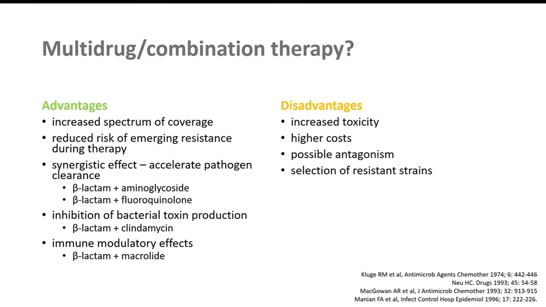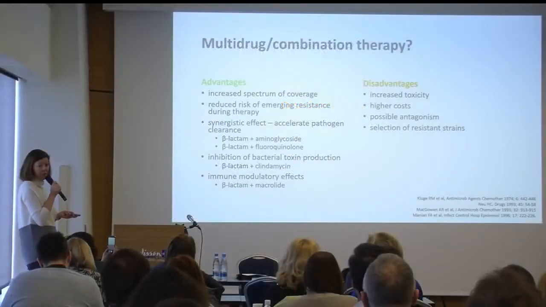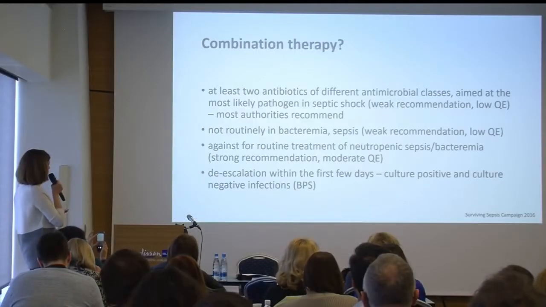So there are advantages of these therapies like increased spectrum of coverage, reduced risk of emergent resistance during therapy, synergistic effects, which has been historically described for the combination of beta-lactam and aminoglycoside and beta-lactam and fluoroquinolone, inhibition of bacterial toxin production like beta-lactam and clindamycin, and of course immune modulatory effects described in combination of beta-lactam and macrolide. But on the other hand, there are disadvantages like increased toxicity, higher cost, possible antagonism of this therapy, and also the selection of resistant strains.